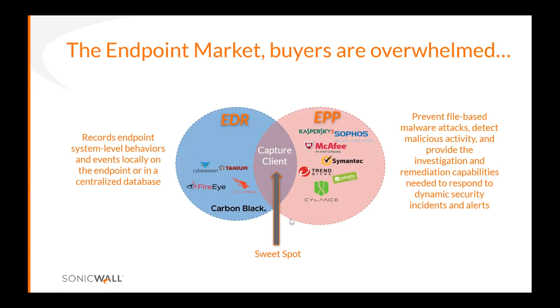So the endpoint security market and buyers are overwhelmed. So this is how the market looks like now for the endpoint security. They have the Kaspersky, the Sophos, the McAfee, the Symantec, Trend Micro, Cylance, Palo Alto. Lots of vendors are there, and EDR also some of the vendors are there. So we should have the endpoint security, which should have both the EDR plus the EPP with one license.